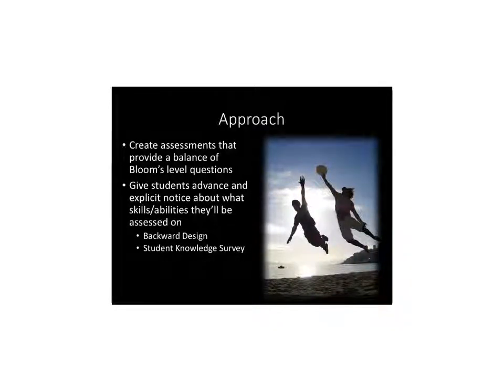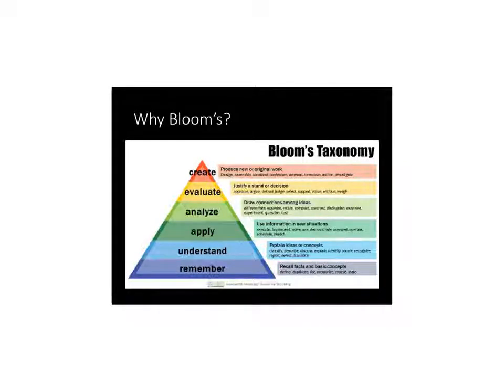So the ultimate goal here, if you don't take anything else away, this is it, I think, is creating whatever sort of assessment it is where you've got an equal distribution of points for all of Bloom's taxonomy levels. I'll describe Bloom's taxonomy in a minute if you're not familiar. And then you give students in advance information about what those tasks that are aligned to Bloom's taxonomy are going to be. And that takes the form of a student knowledge survey.